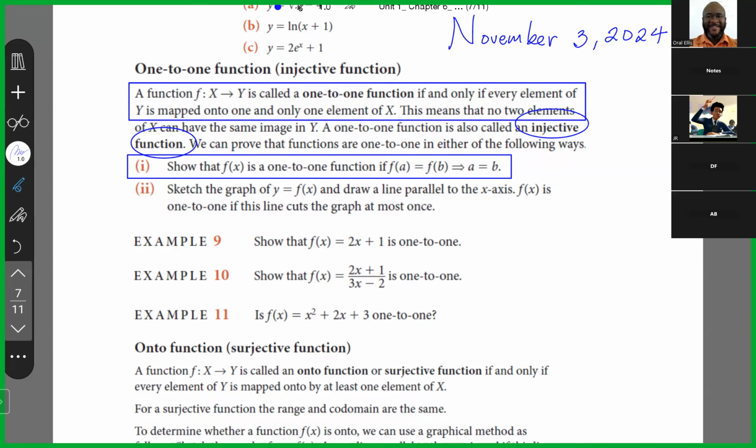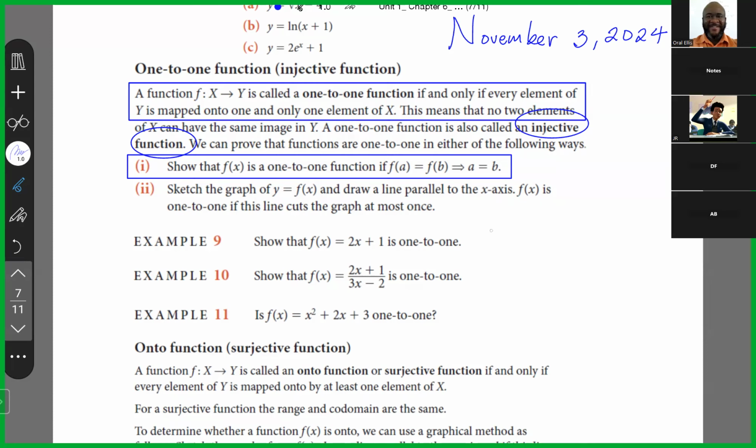This says a function f that maps elements from X to Y is called a one-to-one function if and only if every element of Y is mapped onto one and only one element of X. I actually don't like how that is said.